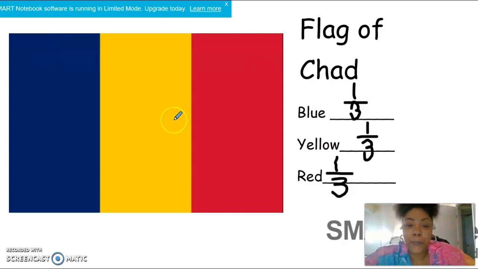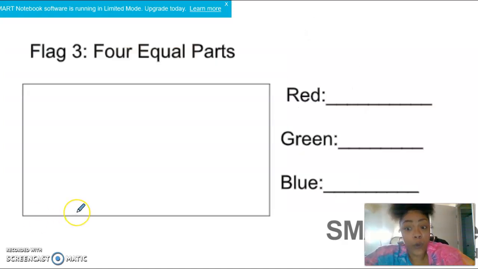1 whole. So now let's look at an example where we have the shape, but now we have to partition that shape. The directions tell me to partition this flag into 4 equal parts. Take about 5 seconds and think about how you will partition this flag into 4 equal parts. I got my idea. I hope you have yours.